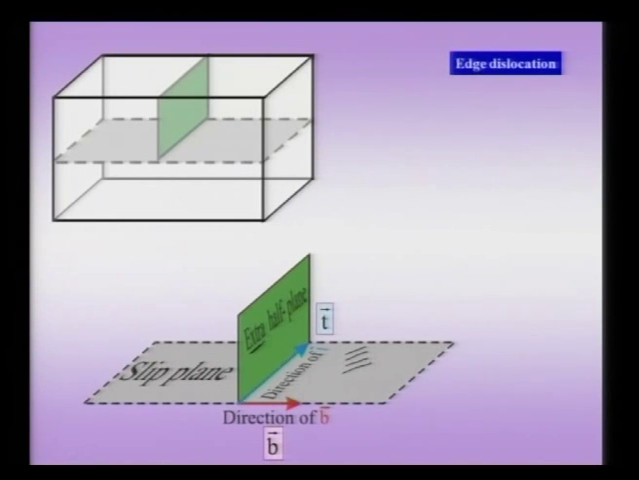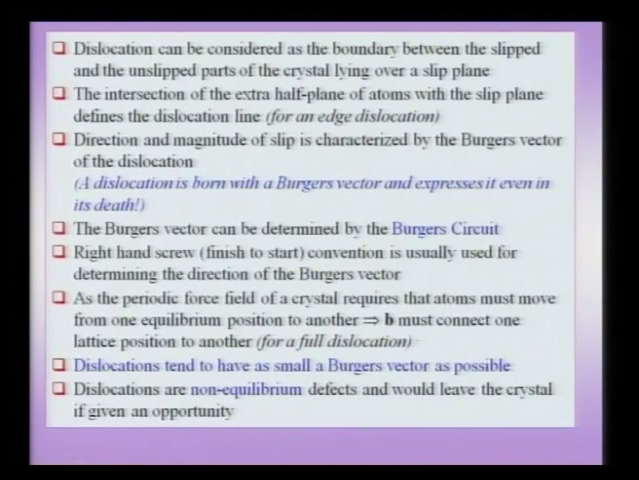Now the T vector and the B vector define the slip plane, while the extra half plane contains my T vector. And now if I shear my crystal, suppose I apply shearing forces on this crystal, this extra half plane would move parallel to B, and at a certain time the dislocation line could land up here and finally of course leave the crystal. So since this edge dislocation is associated with this extra half plane, it is easy to visualize an edge dislocation. And many of the characteristics of this edge dislocation can be understood based on this kind of a construction.